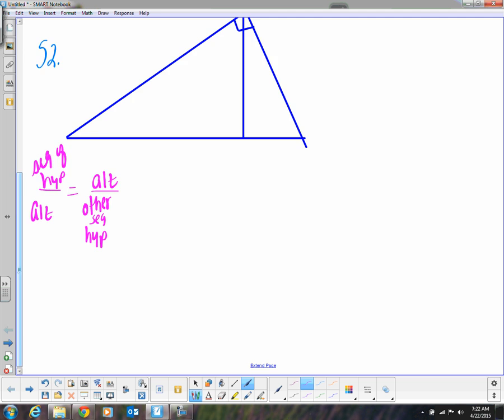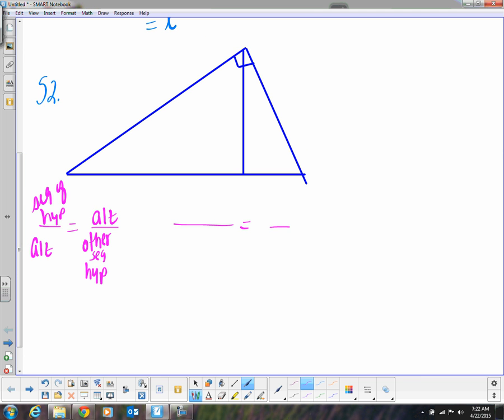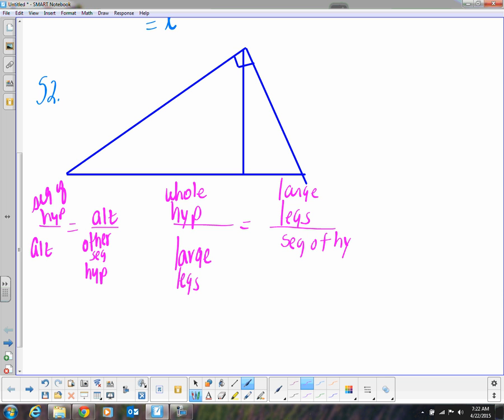Okay, what else are the geometric means? The large legs. Now the large legs are the geometric mean between the whole hypotenuse and then the segment of hypotenuse next to the leg. In other words, I'm going to highlight in yellow. These three segments are your geometric means.